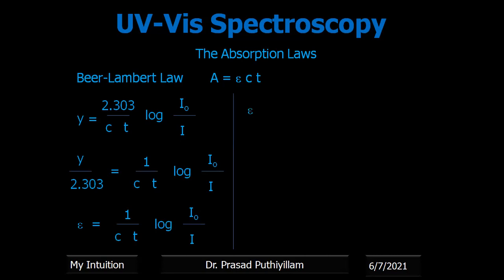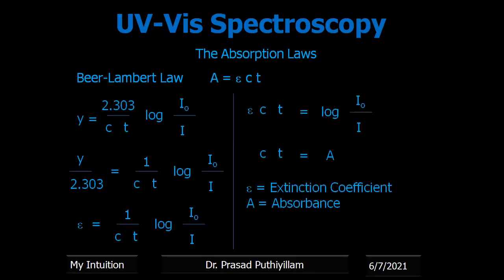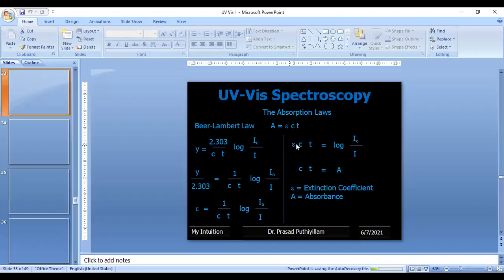Now rearranging it, we already have A equal to epsilon ct. So epsilon ct I took to the left hand side. Epsilon ct is equal to log I0 by I. That means log I0 by I is the absorbance A. So epsilon ct is equal to A. Epsilon is missing there. I have to write it, otherwise it will be wrong.